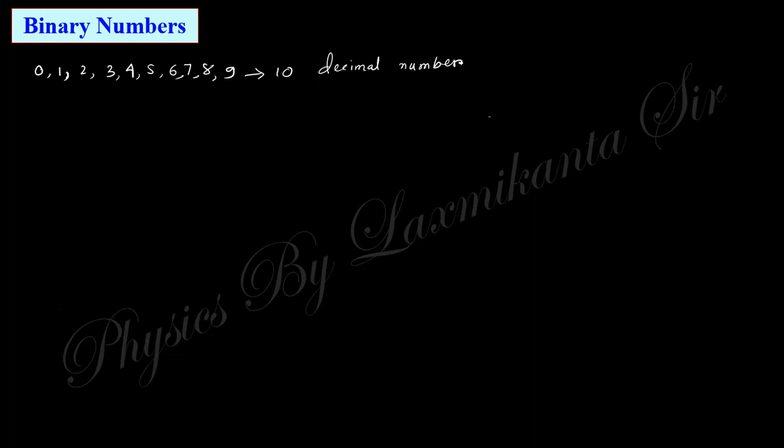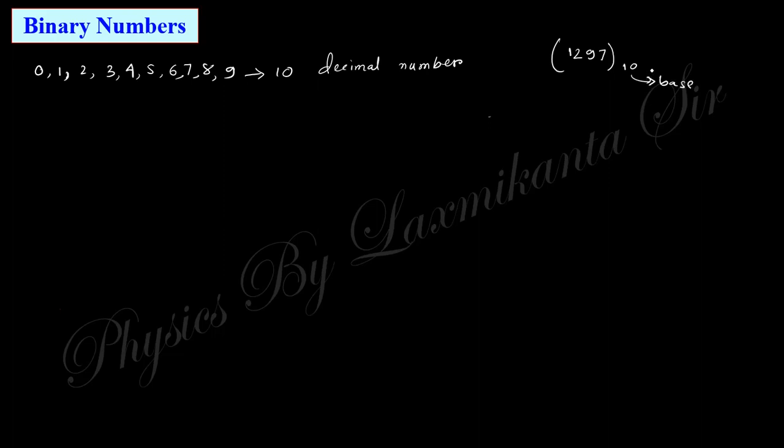Okay, so let's start. What do you mean by binary number? Actually, in the number system we use 0, 1, 2, 3, 4, 5, 6, 7, 8, 9. You can see these are 10 numbers, and that's why I call this the decimal number system. So any number can be represented by these 10 numbers, suppose 1, 2, 9, 7, like that. All numbers in the decimal system can be represented using these 10 numbers, and that's why the base is 10 for decimal numbers.